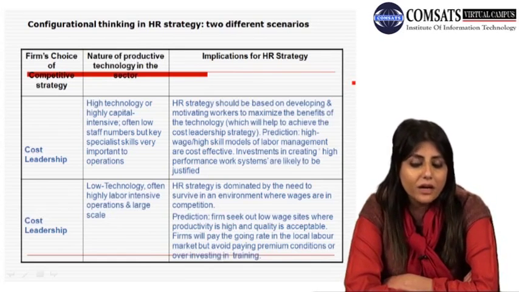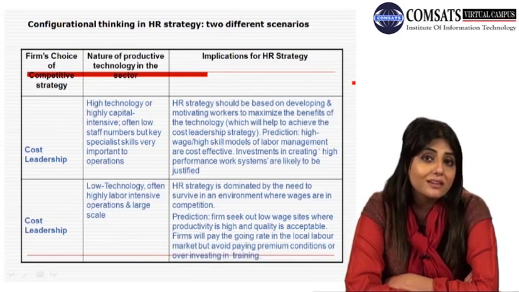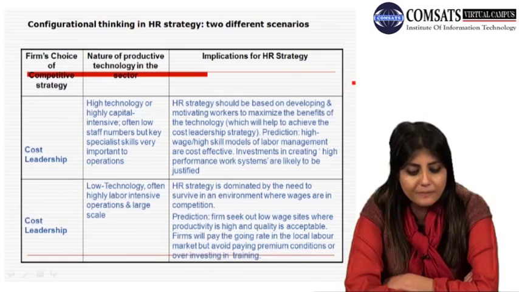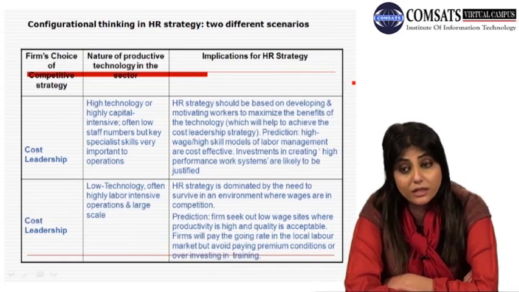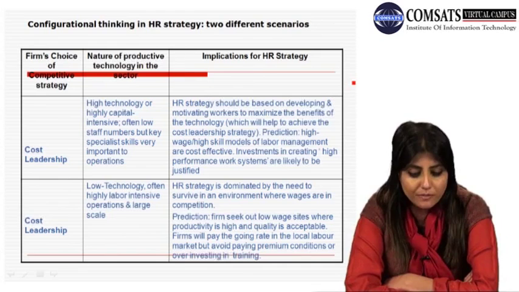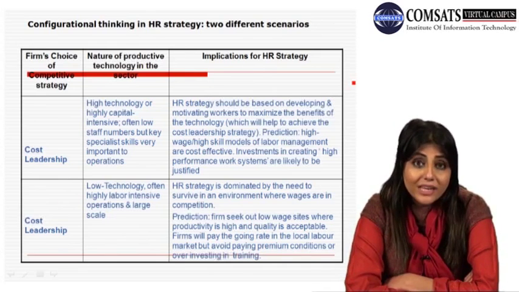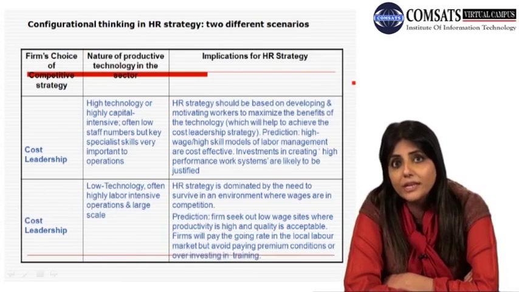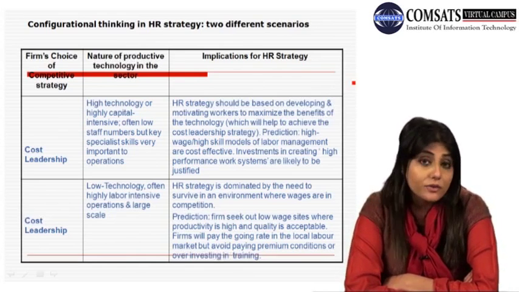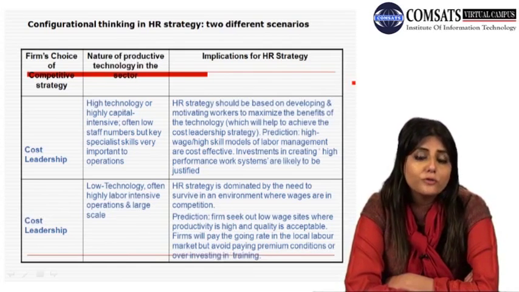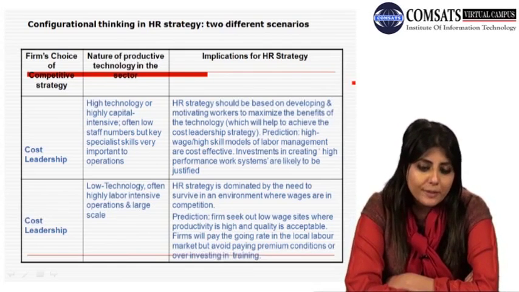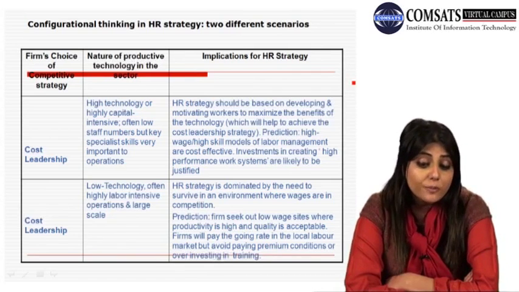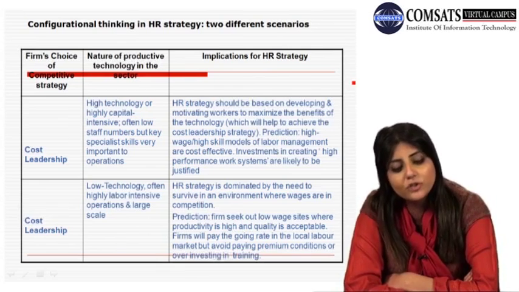One firm is a high technology firm, so its labor capital ratio is low, and the other firm is a labor oriented firm, right? So it is a very labor intensive firm. The first firm is very capital intensive, employing high amounts of technology and very little labor, and its strategy is still cost leadership. What are the implications of HR strategy for this firm?